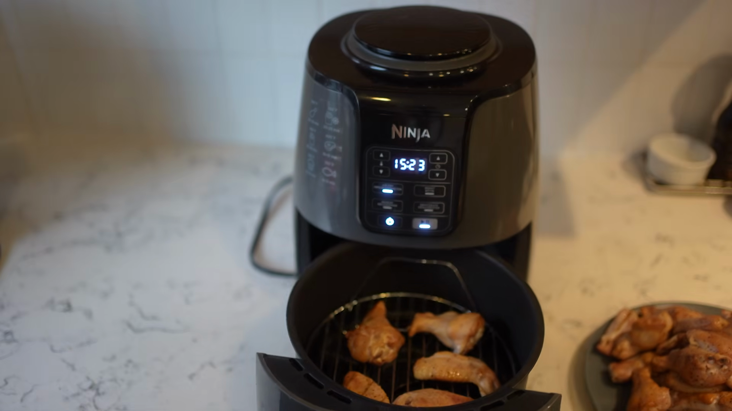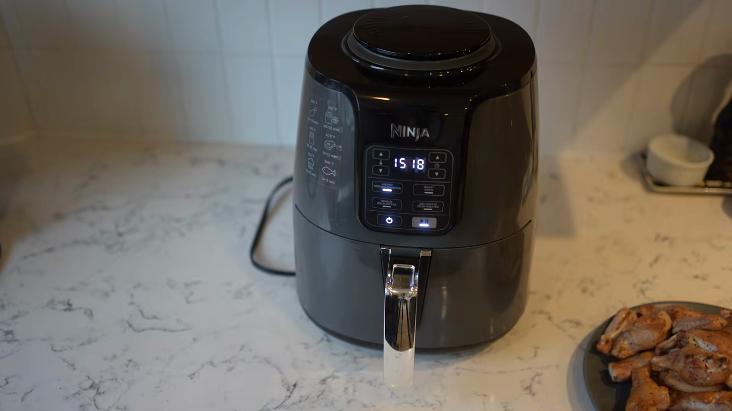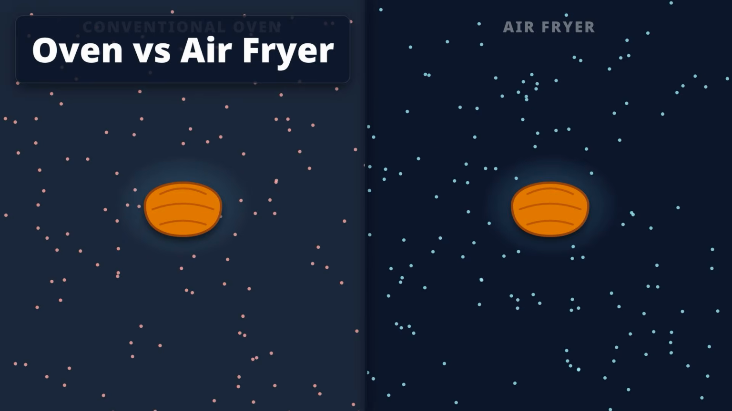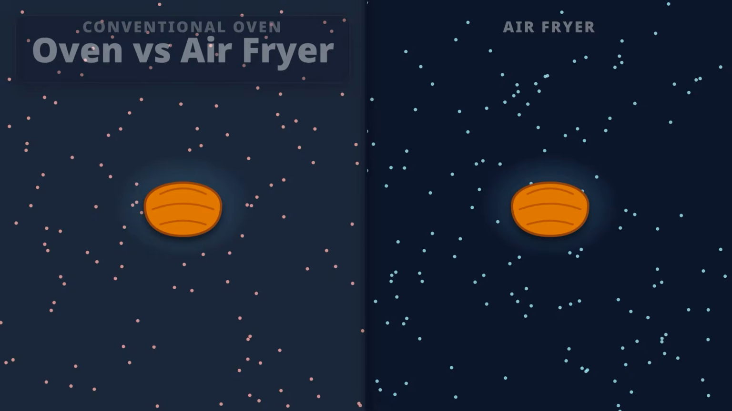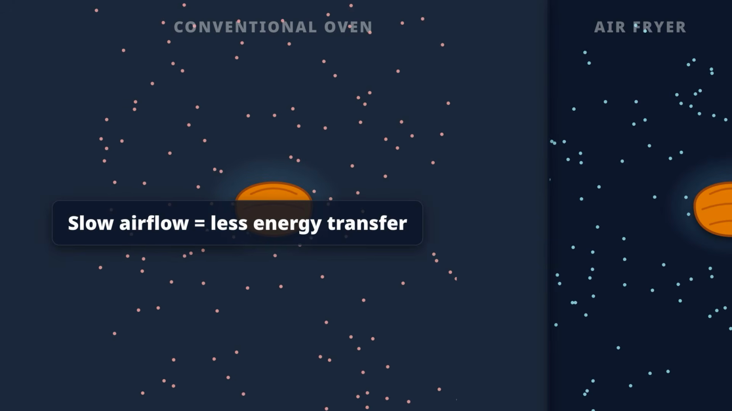Now, what about our example at the start of this video where we talked about cooking chicken in an oven versus an air fryer? Why does the air fryer cook our chicken faster? Well, air is not very dense. It doesn't carry a lot of energy, but if we speed it up, it increases its flow rate. Then it transfers energy much more quickly.